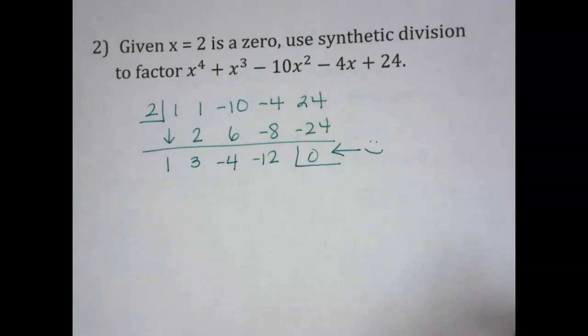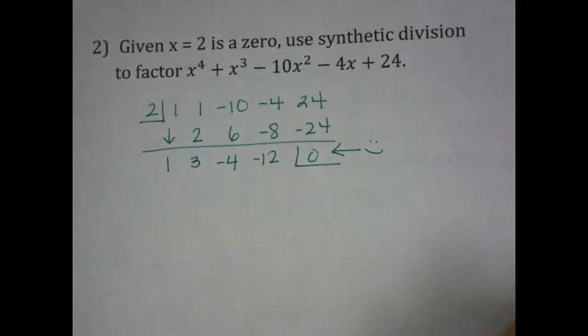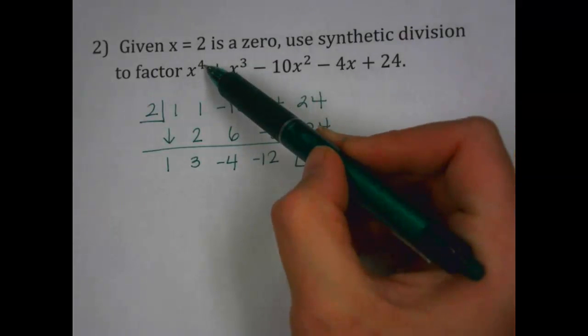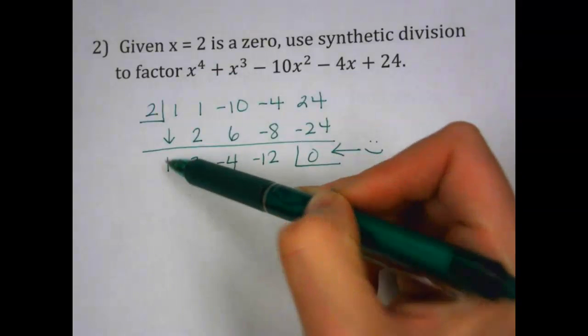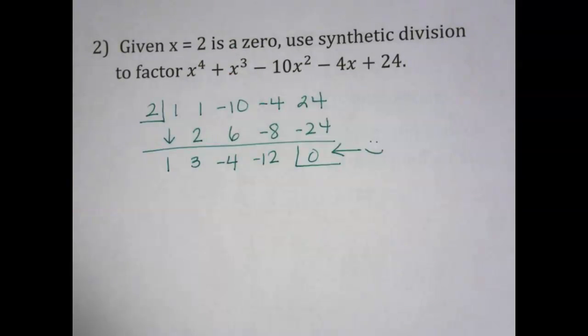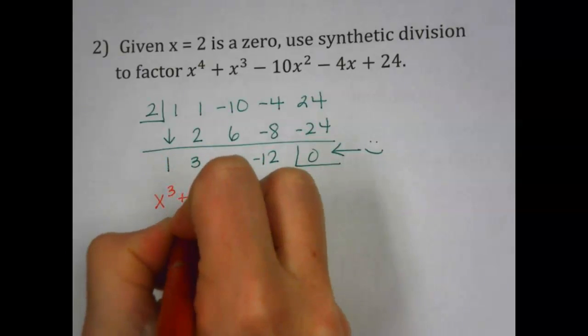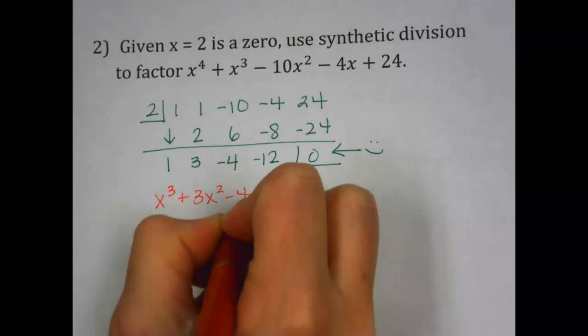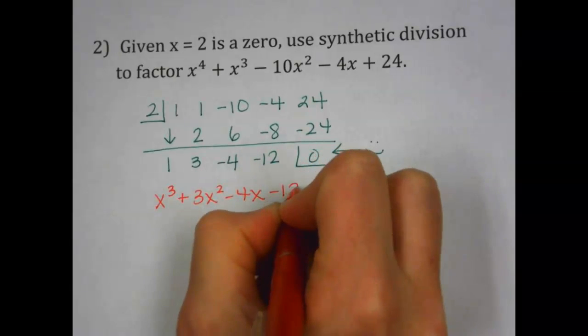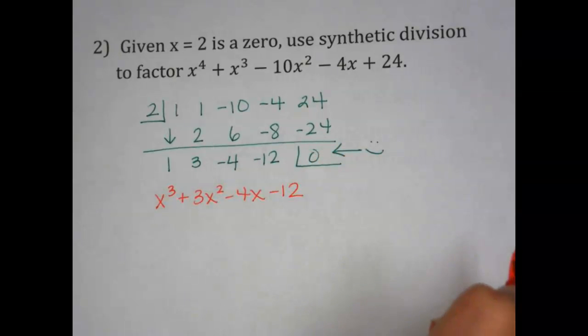That means I did it correctly, because if you have a factor, it should always be 0 there. All right, now this was a quartic, to the 4th power. So that means to go down 1, this better be a cubic. So when I rewrite it, I'm going to have x cubed plus 3x squared minus 4x minus 12. And I have to factor that.